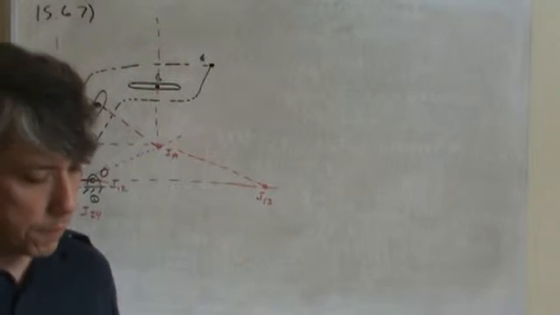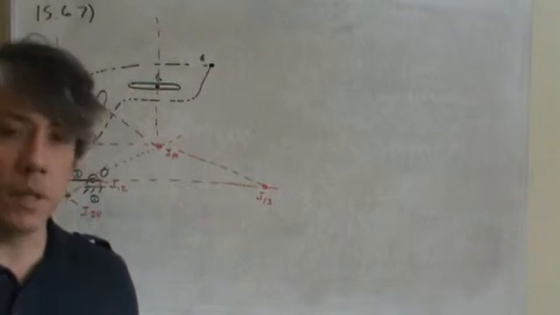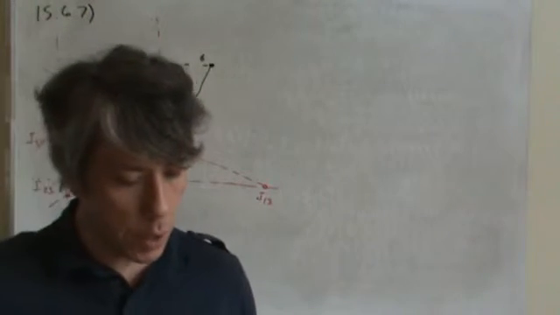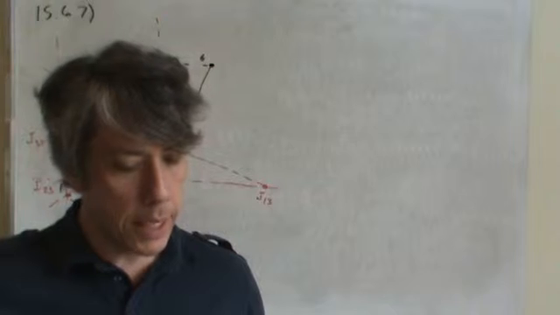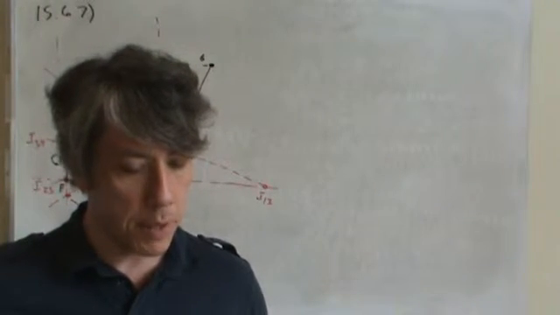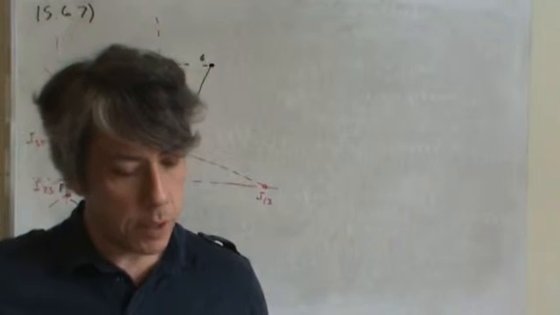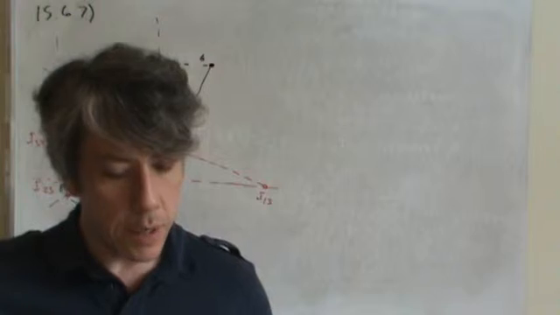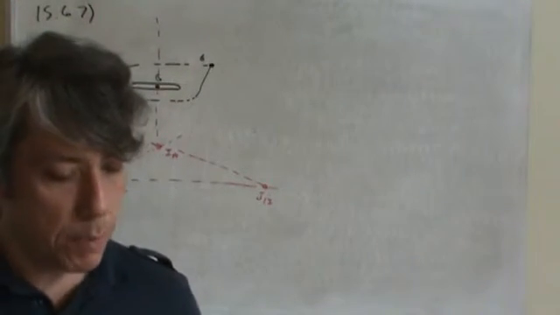This is problem 1567. It's on page 684. Two slots have been cut in the plate FG, and the plate has been placed so that the slots fit two fixed pins A and B. Knowing that at the instant shown, the angular velocity of crank DE is 8 radians per second clockwise, determine A, the velocity of point F, and B, the velocity of point G.